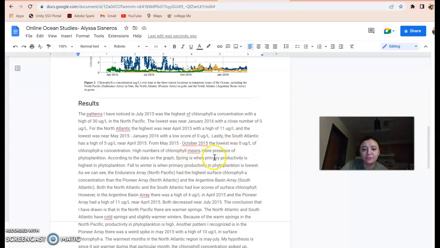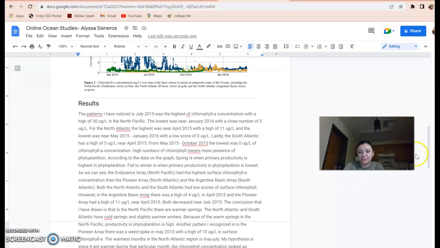High numbers of chlorophyll means more presence of phytoplankton. According to the data on the graph, spring is when primary productivity is highest in phytoplankton. Fall to winter is when primary productivity in phytoplankton is lowest. As we can see, the Endurance Array, which is the North Pacific, had the highest surface chlorophyll concentration than the Pioneer Array, which is the North Atlantic, and the Argentine Basin Array, which is the South Atlantic.